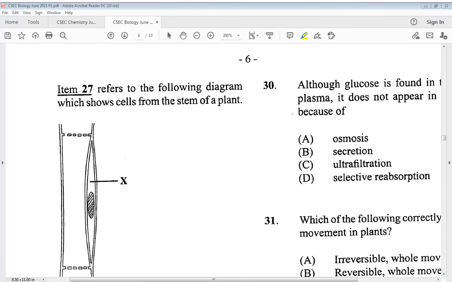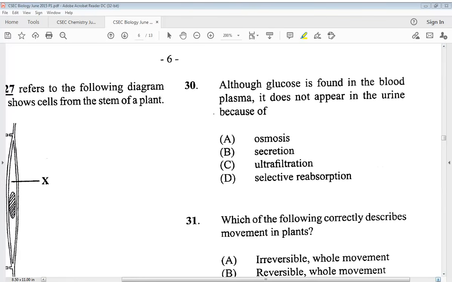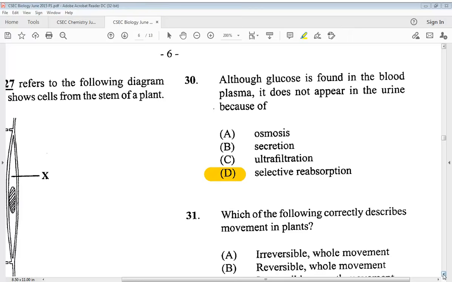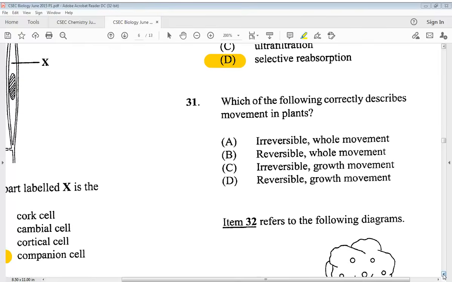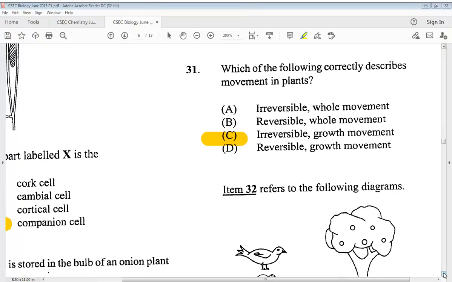Here it says, although glucose is found in the blood plasma, it does not appear in the urine because of A, osmosis, B, secretion, C, ultrafiltration, or D, selective reabsorption. The answer for 30 is D. 31 says, which of the following correctly describes movement in plants? The answer is C, irreversible growth movement.